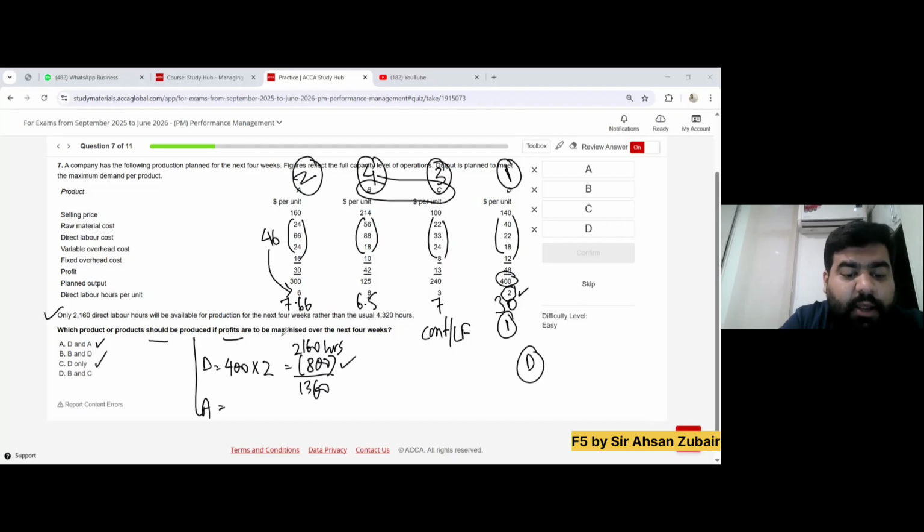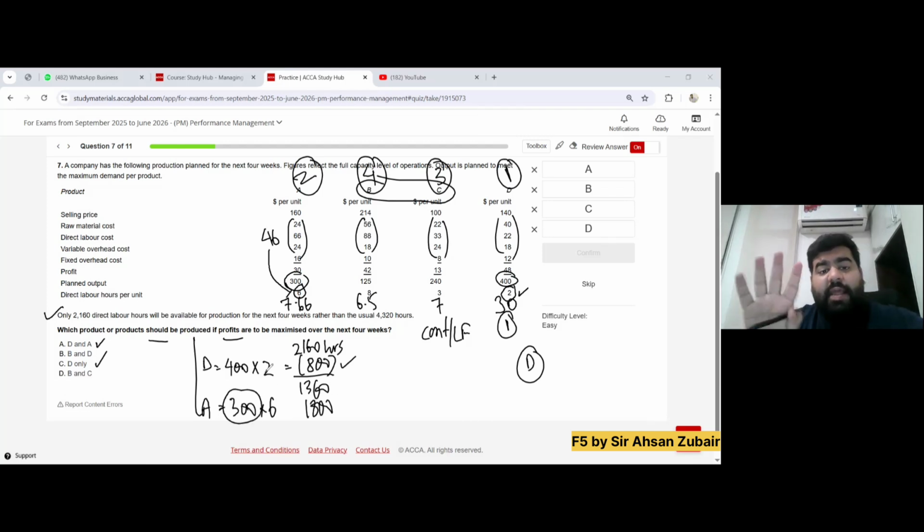Now we have to make A. The number of units of A are 300, into one unit requires 6 labor hours. It's 1800. It means that A will not be made completely, but A will be made. Some units of A will be made. How many units of A will be made?